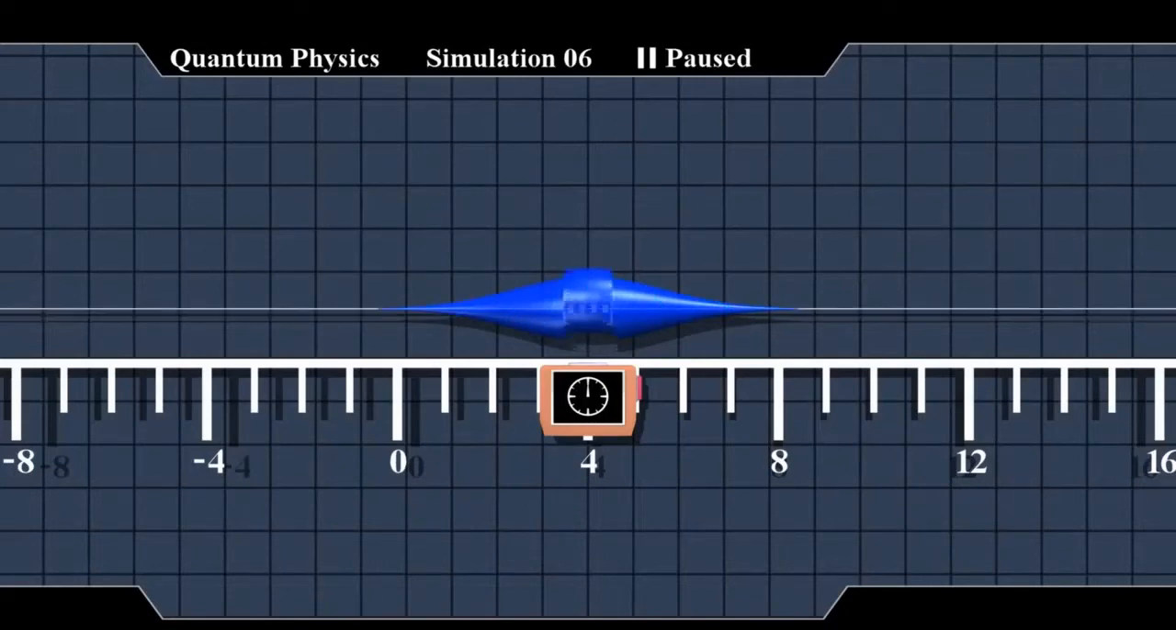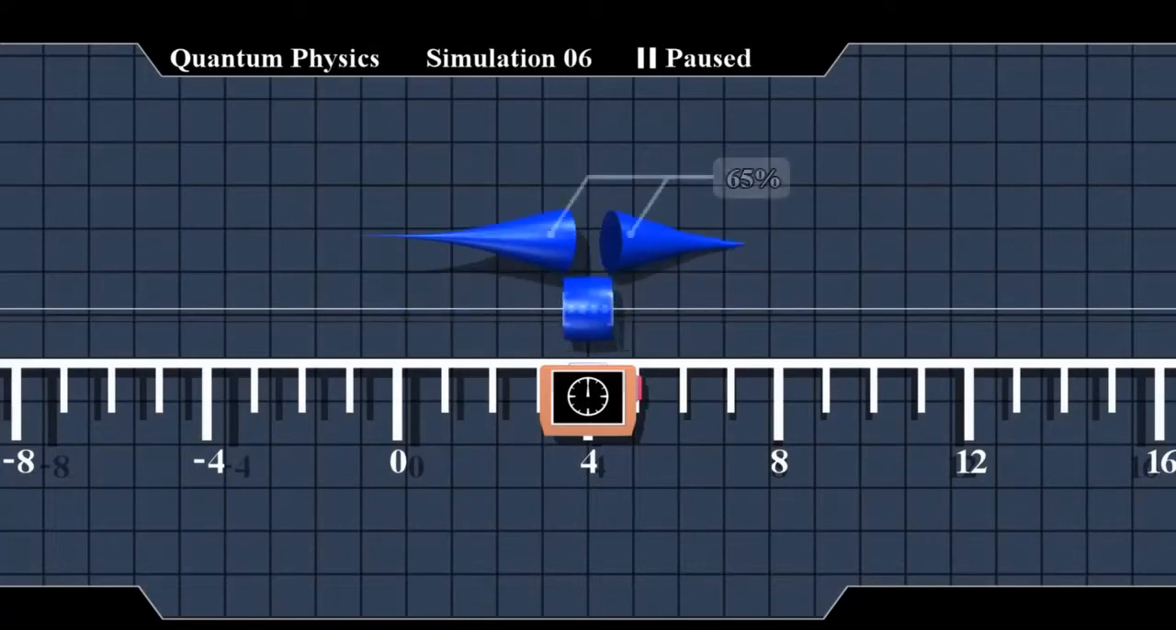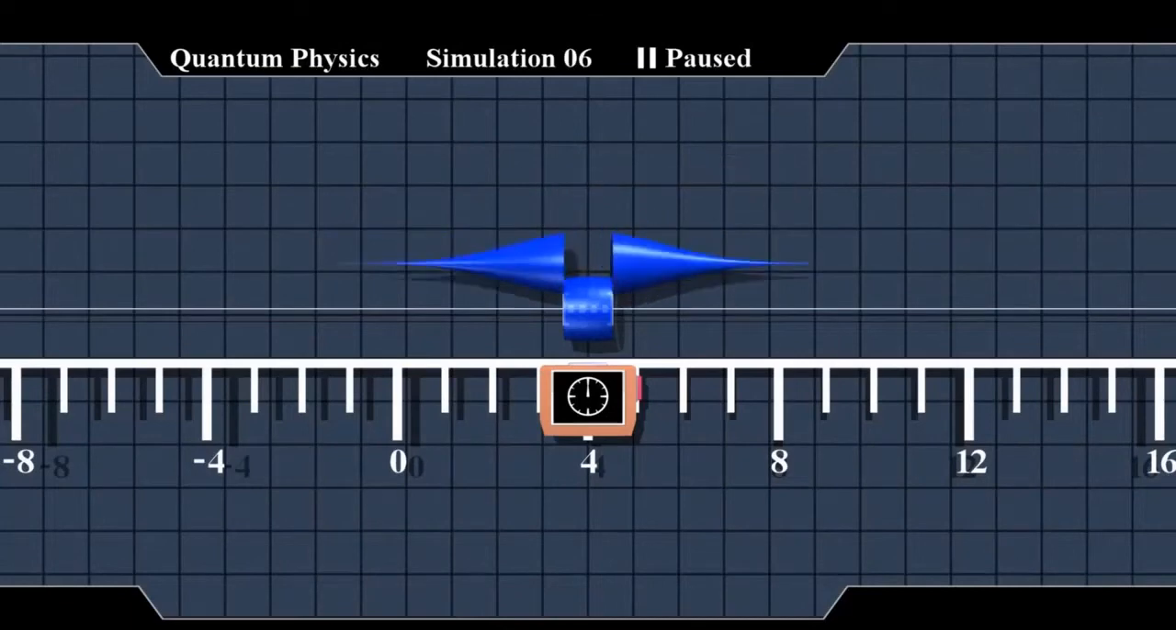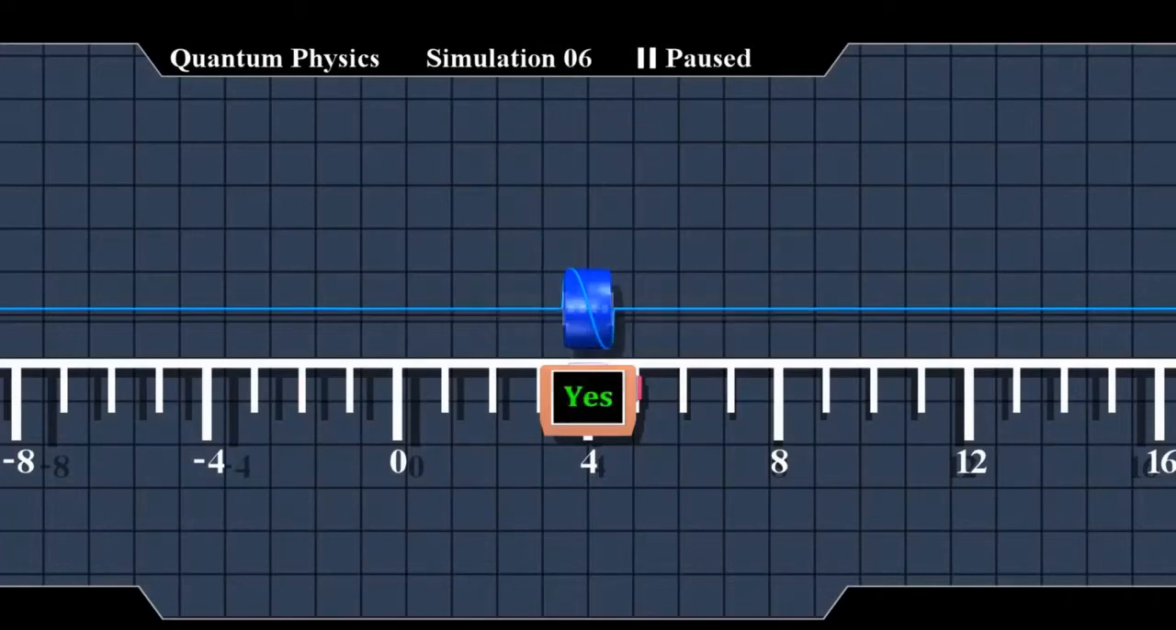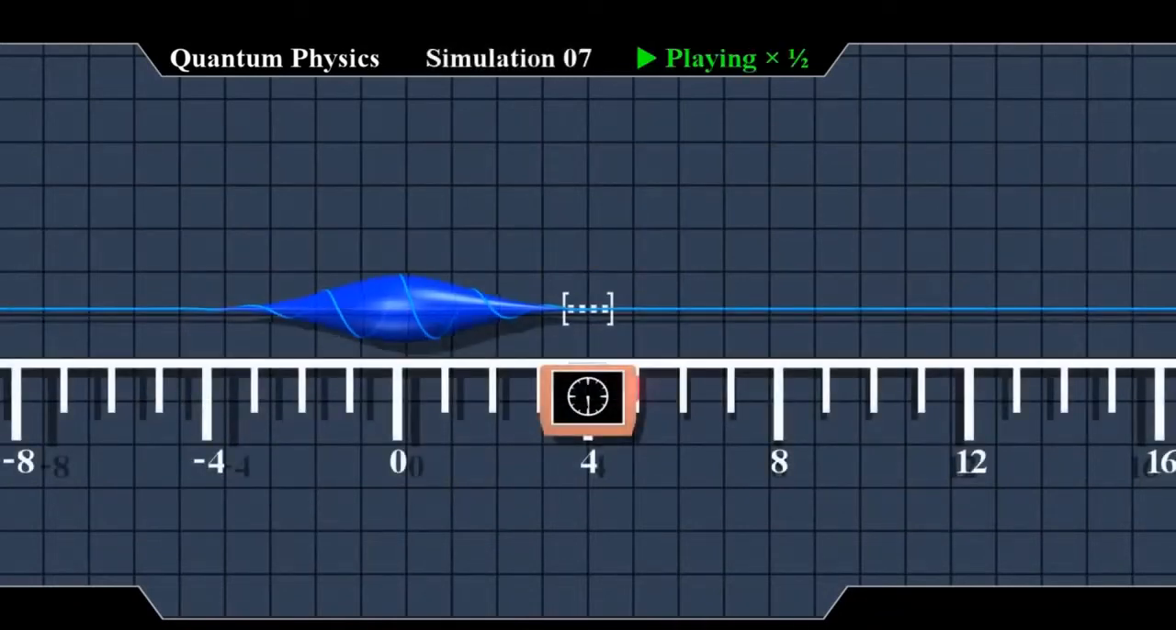The volume of this slice is 35% of the total volume of this shape, and the remainder is outside. These are the probabilities of the 2 possible outcomes. This experiment ended with a yes result. If we run it again, we may end up with a no.